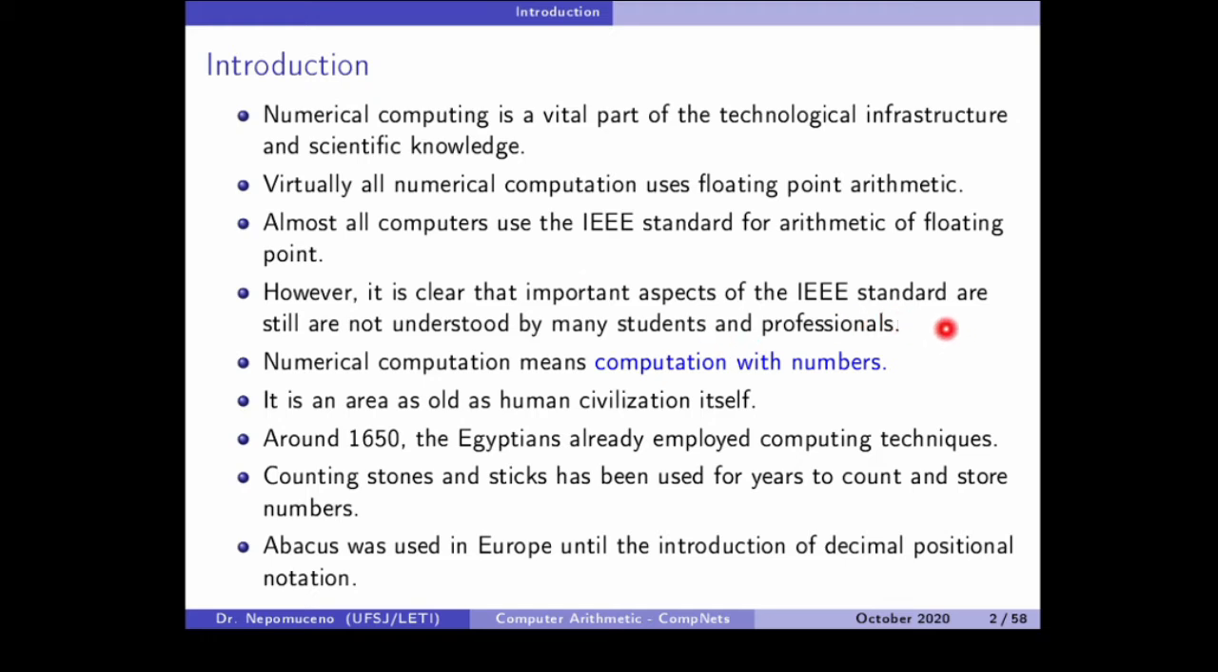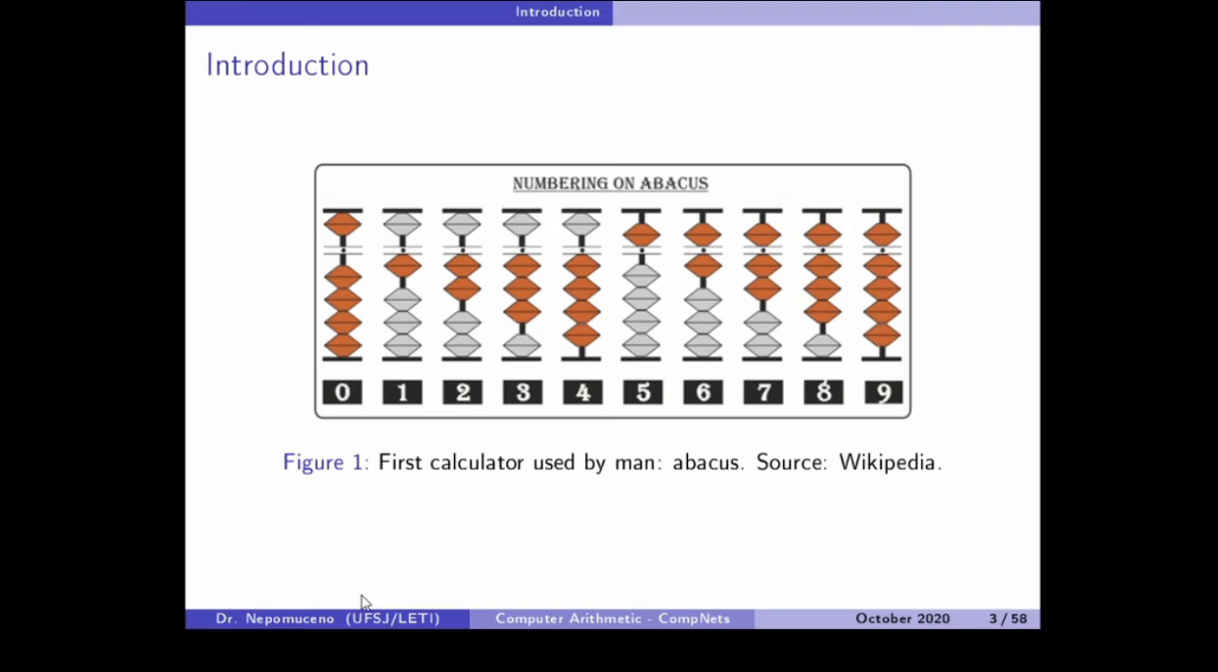Numeric computation means computation with numbers. It's an area as old as human civilization itself. Around 1650, the Egyptians already employed computing techniques. Counting stones and sticks has been used for years to count and store numbers. The abacus was used in Europe until the introduction of decimal position notation. So this is very basic, but it shows the importance of storing numbers.